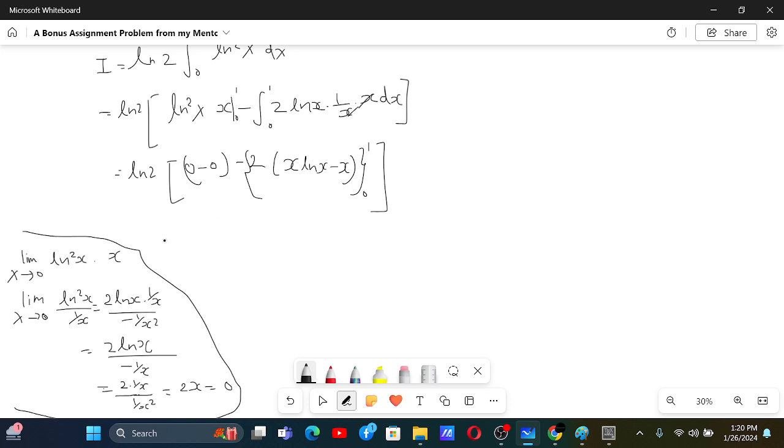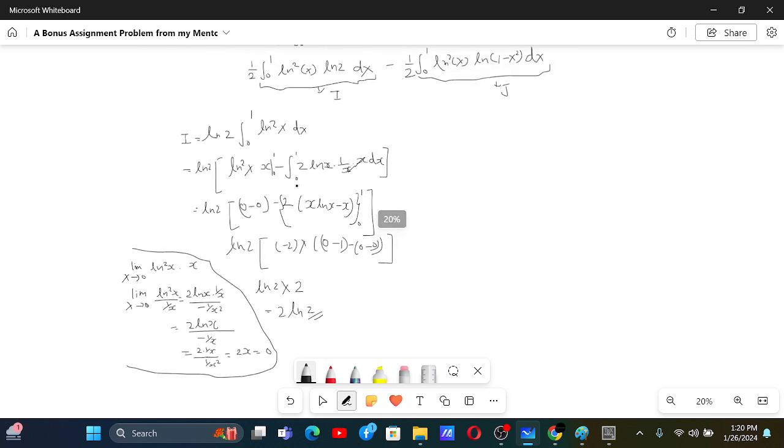So we have ln 2, and this is minus 2 times, we will have at 1, this is 0, and then minus 1. And at 0 we can again take the limit. This is just 0 minus 0. Okay, fine. Now that is ln 2 times, this is minus 1. Minus 1 into minus 2 is 2. So we have 2 ln 2. So we have I as 2 ln 2. Yeah, and let me check if this is correct or not.